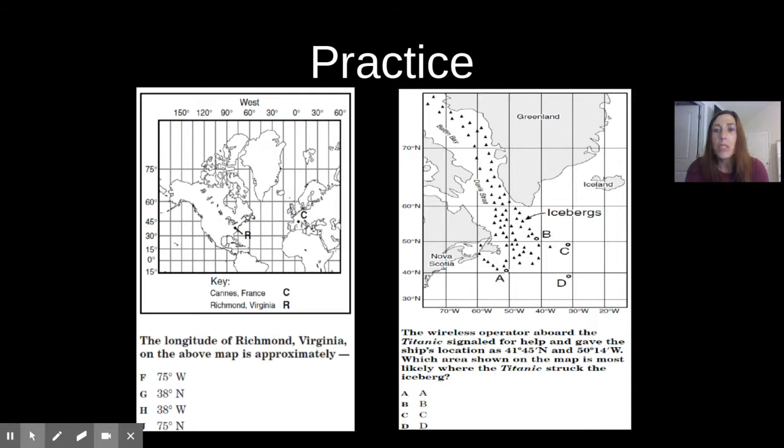And then 50 degrees and 14 minutes west. So we're looking for something a little bit to the left of 50 degrees. And it looks like the one letter that's closest to that location would be the letter A. So the answer there is A.